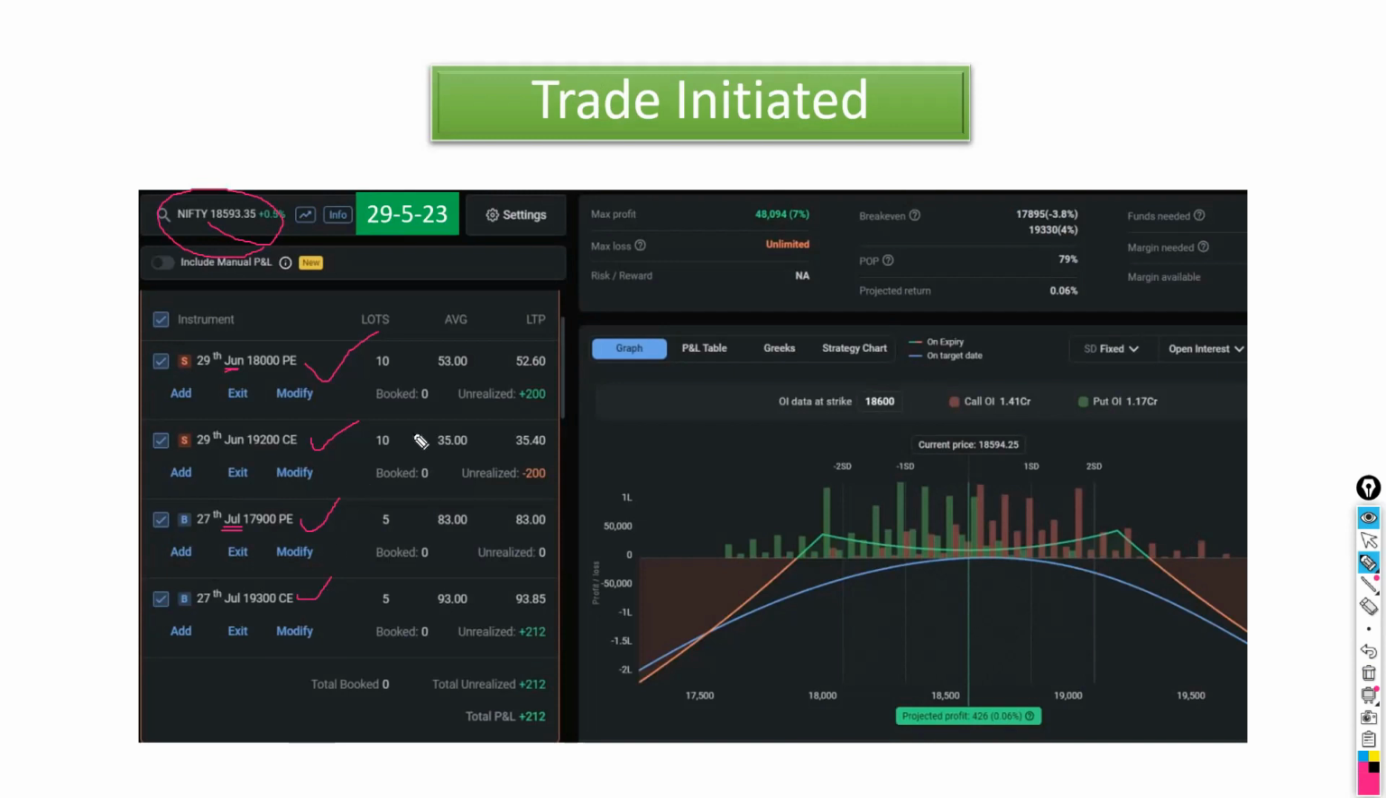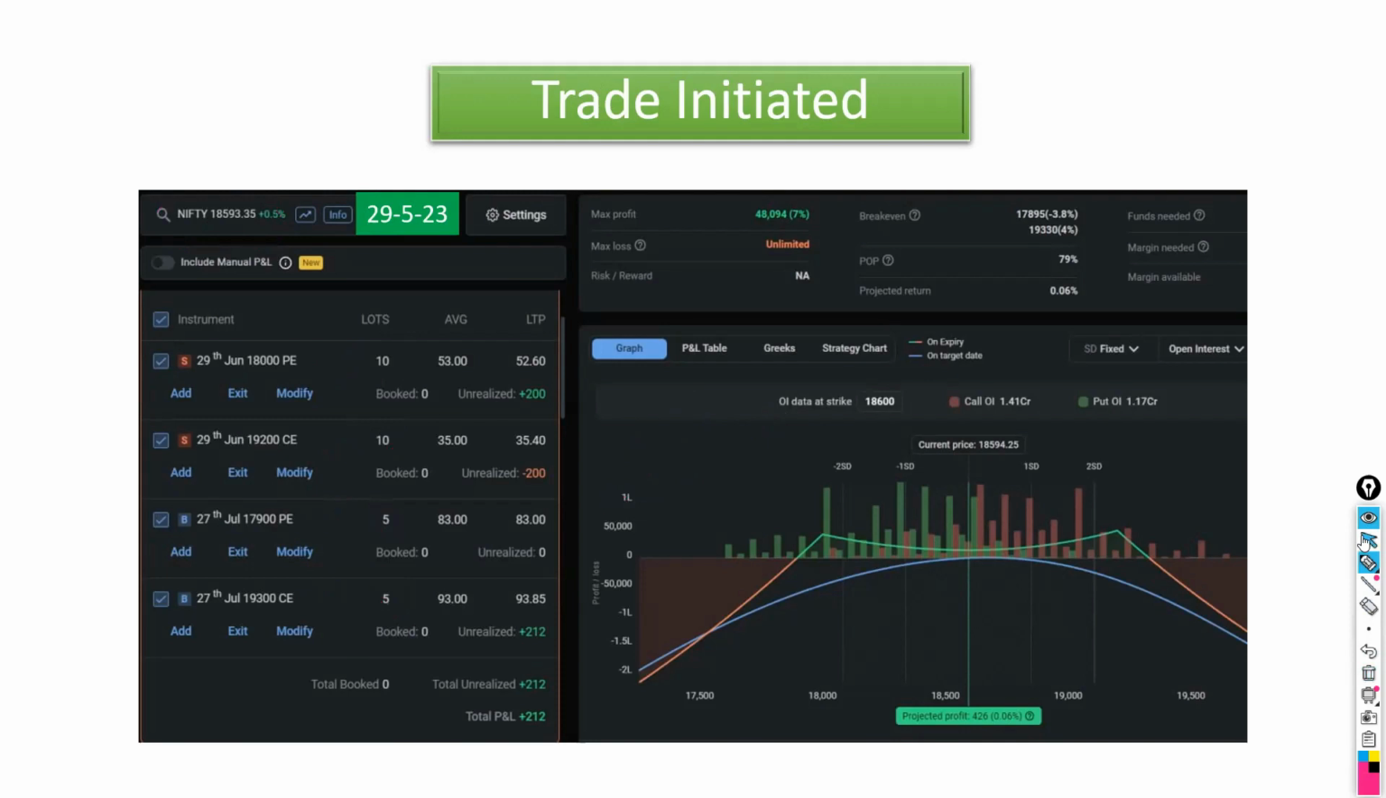Then what is the ratio? Here, the sold quantity is 10 lots and the bought quantity is 5 lots. This is called a ratio, meaning the number of quantities sold and bought are not equal. This ratio is 2:1, 2 by 1 sell. This is a ratio to get more credit, because we all know this is a lower VIX environment, but we have to get more premium. This is how we have taken this trade.